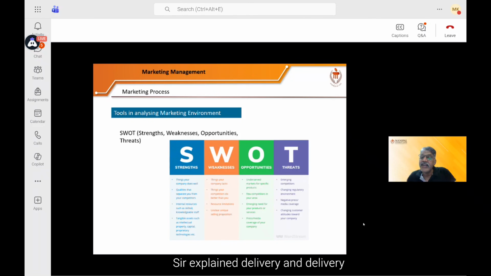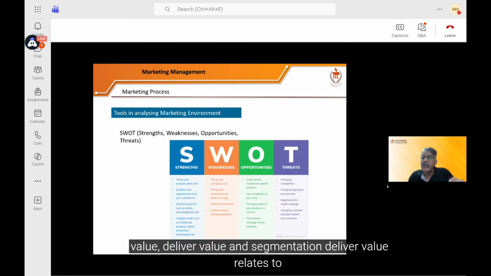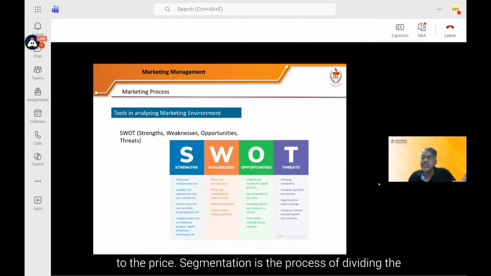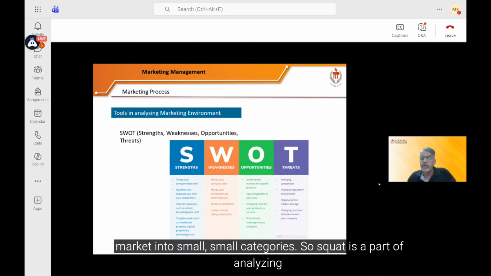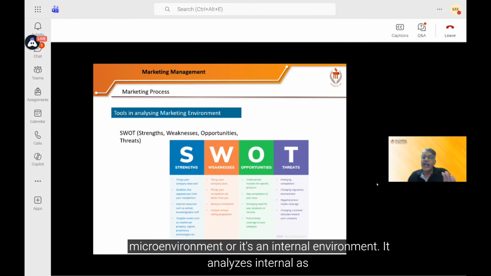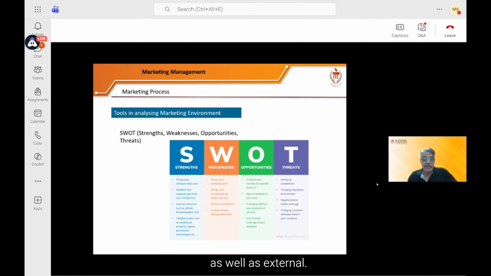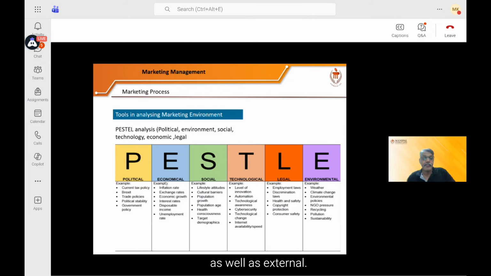Sir, explain delivery and deliver value and segmentation. Deliver value relates to the price. Segmentation is the process of dividing the market into small categories. So SWOT is a part of analyzing the micro environment, or internal environment? It analyzes internal as well as external. The next is PESTLE. I had one learner asking about this.